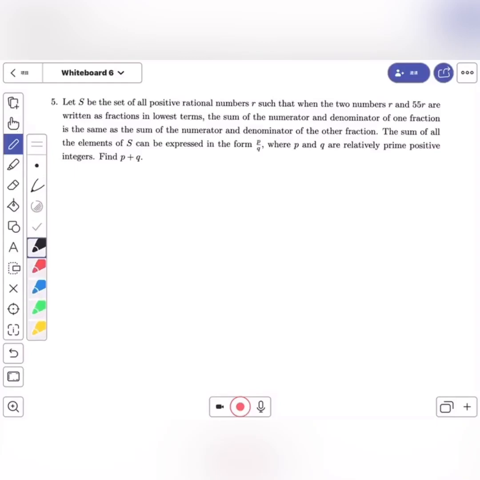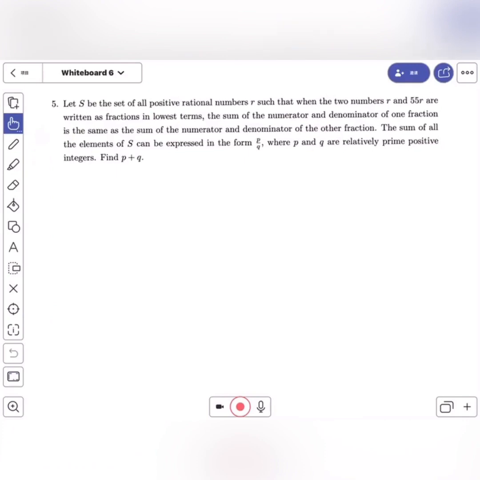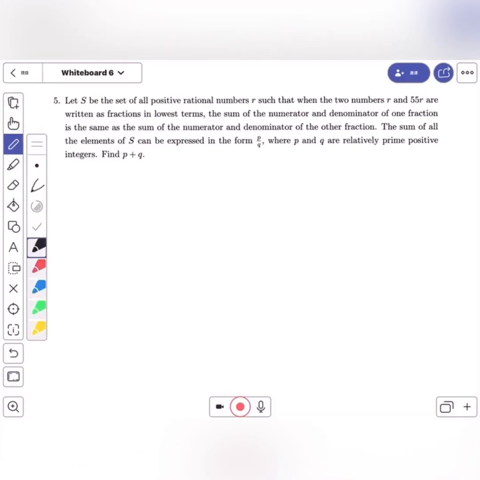Now let's go on to problem 5. Let S be the set of all positive rational numbers R such that when the two numbers R and 55 times R are written as fractions in lowest terms, the sum of the numerator and denominator of one fraction is the same as the sum of the numerator and denominator of the other fraction. The sum of all the elements of S can be expressed in the form P over Q, where P and Q are relatively prime positive integers, and we want to find P plus Q.